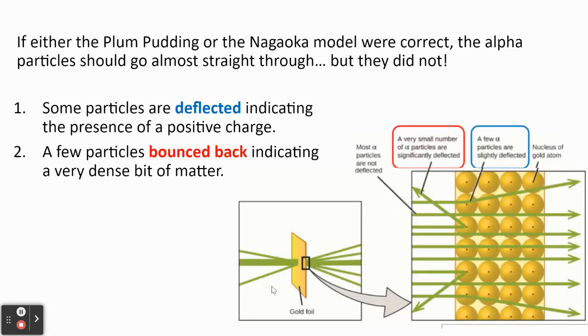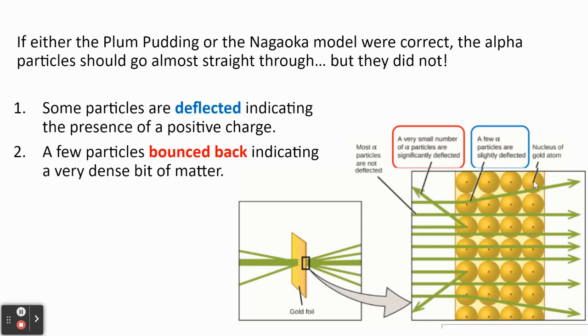So if we look a little bit closer at the gold foil experiment, we have our piece of very thin gold foil here. We have our alpha particles passing through. Some of the alpha particles went straight through, which is what they expected. Some of the alpha particles were deflected a little bit, and some of the alpha particles actually bounced back towards the original source. Now, if we look at a more blown up picture, each of these is a gold atom.